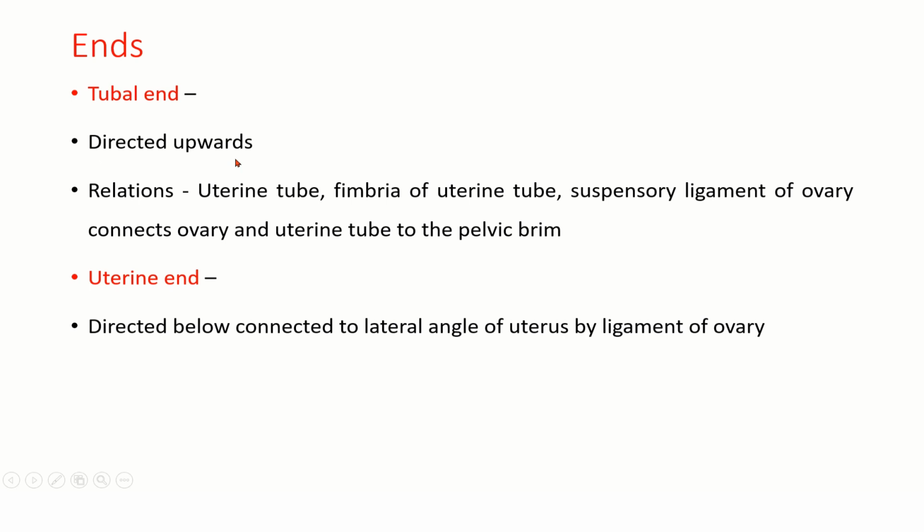Tubal end, it is directed upwards. Relations are, it is related to uterine tube, fimbria of the uterine tube, and suspensory ligament of the ovary. This suspensory ligament of the ovary connects the ovary and uterine tube to the pelvic brim, and it also conveys ovarian vessels. Uterine end, it is directed below, connected to the lateral angle of the uterus by the ligament of the ovary.